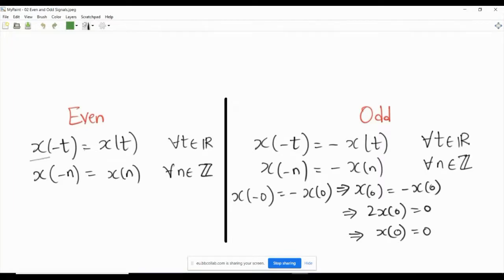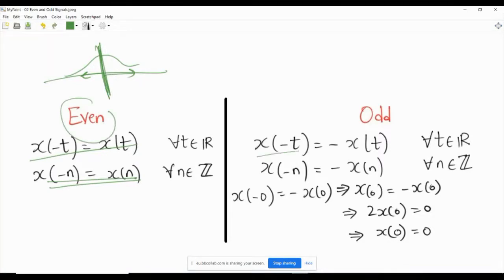Even signals are basically signals satisfying, for the continuous time case, x of minus t is equal to x of t for every t. And those are signals that, if you plot, you will find that basically they look the same if you look here or you look there. The same can be defined for sequences. So those are the even.